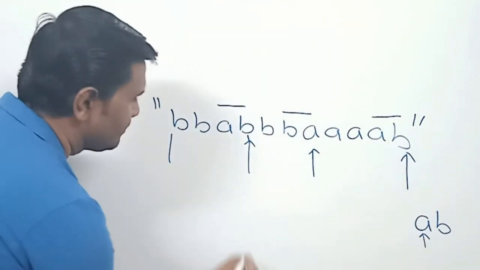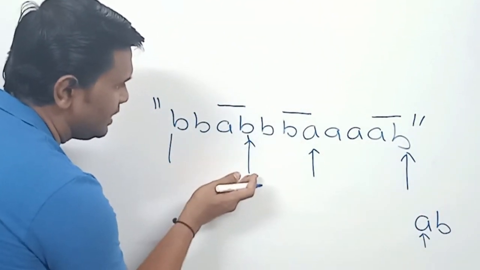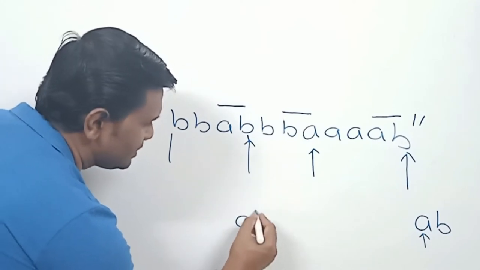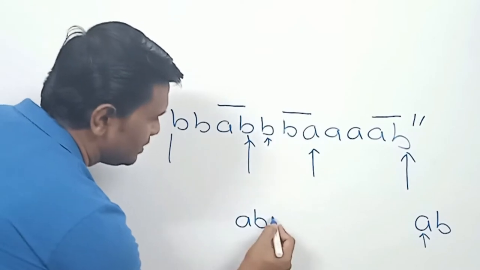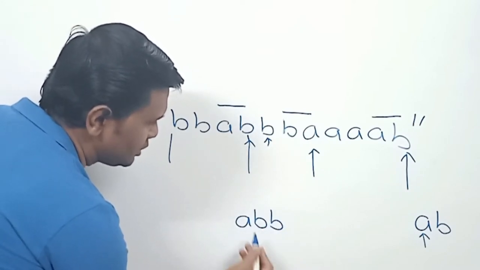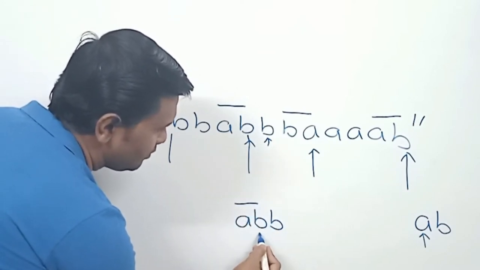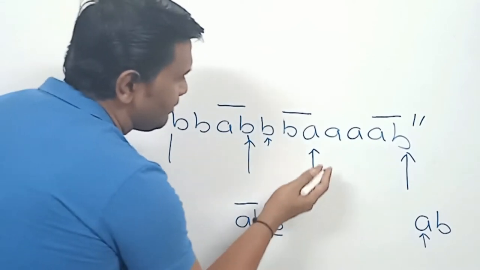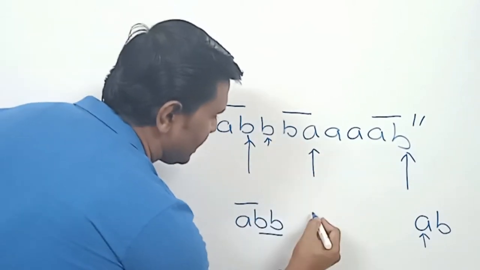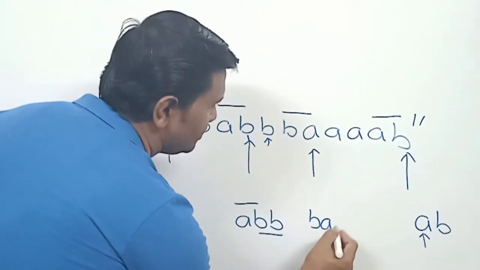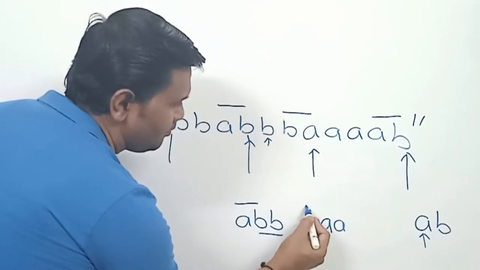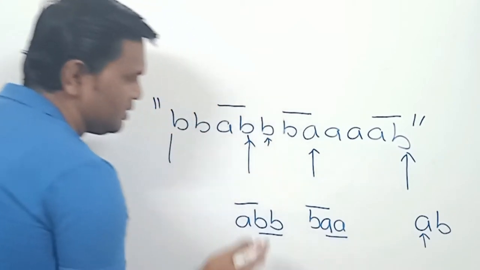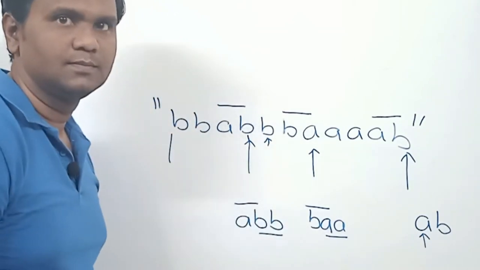And one more thing: when DFA processing is over here, it knows the last two symbols are AB. And now this B comes. So the last two symbols will change from AB to BB. When processing is over here, the last two symbols are BA. Now A comes, so the last two symbols will change from BA to AA. So this is what we are going to do.